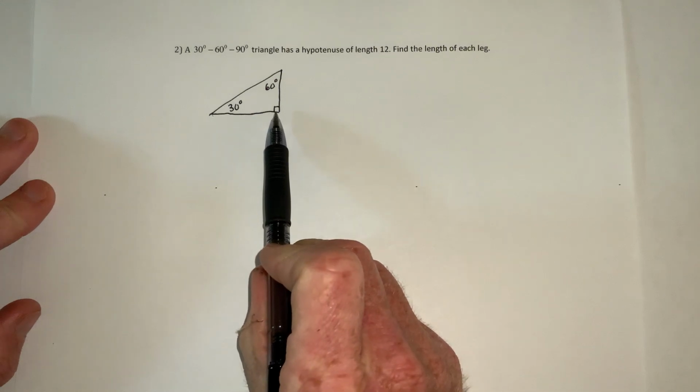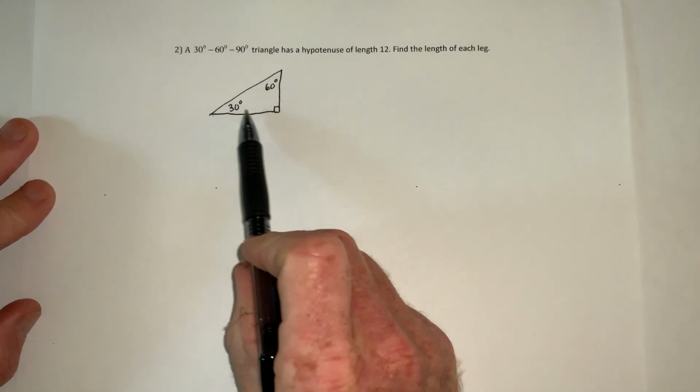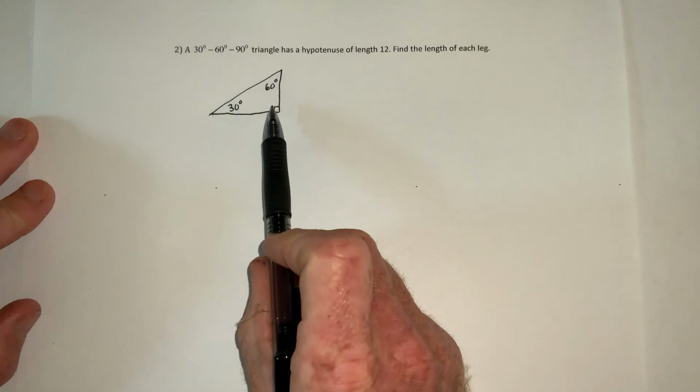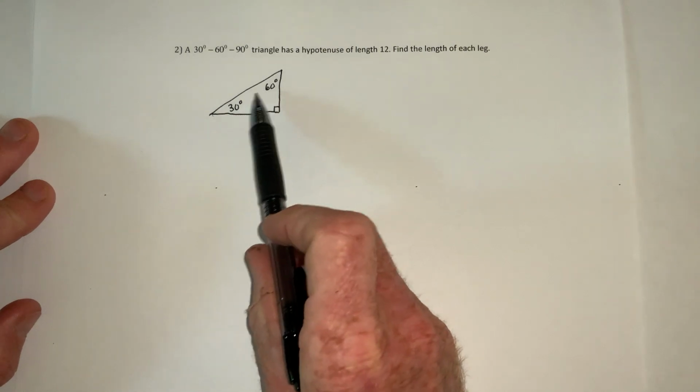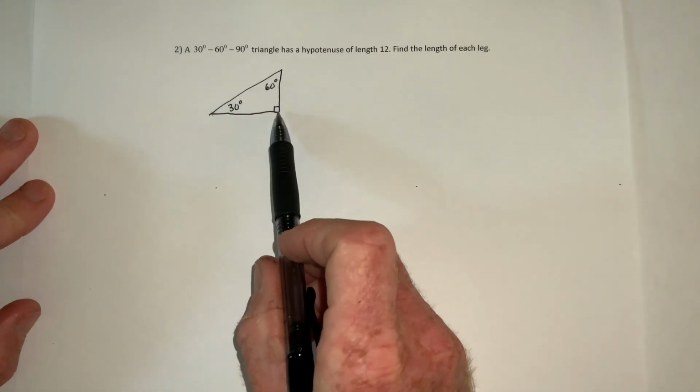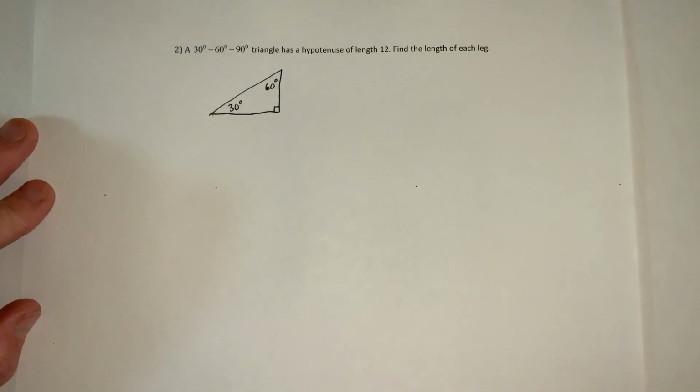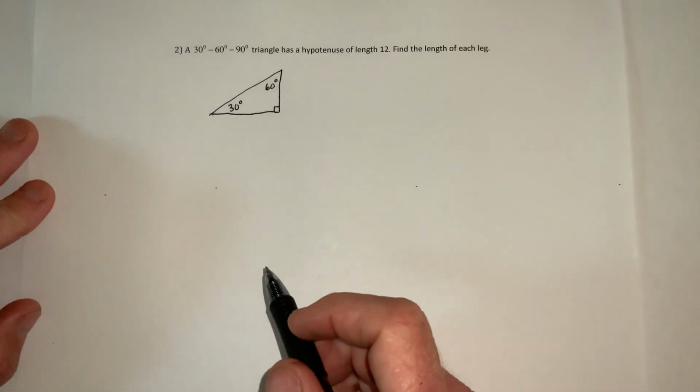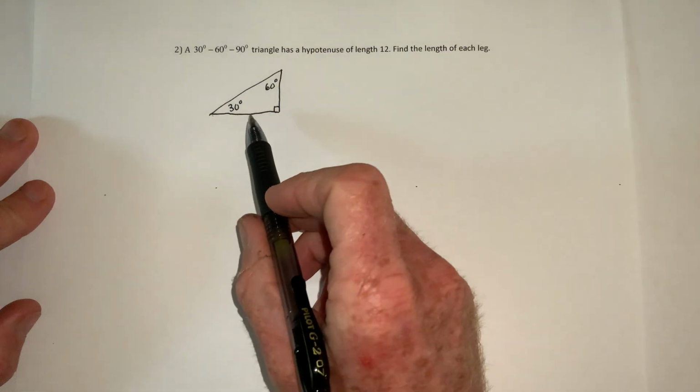So notice for a triangle, the three angles will always add up to 180 degrees. So 90, and then this would be another 90. When you add those two together, equals 180 degrees. Now the 30, 60, 90 triangle is very important.